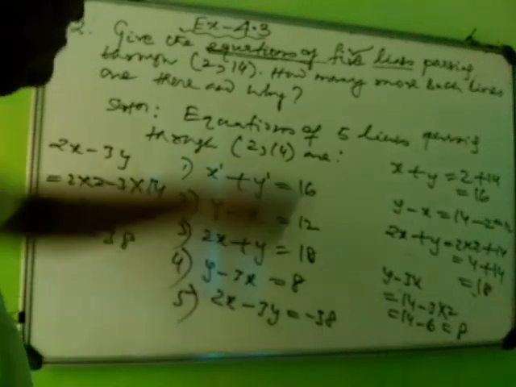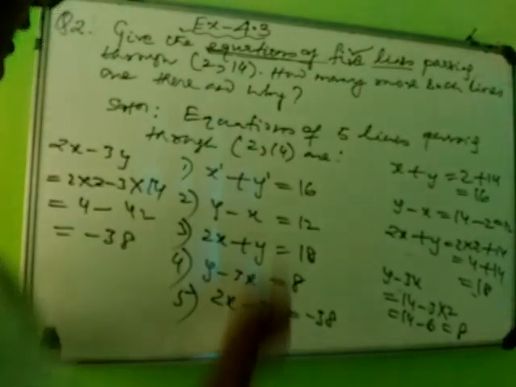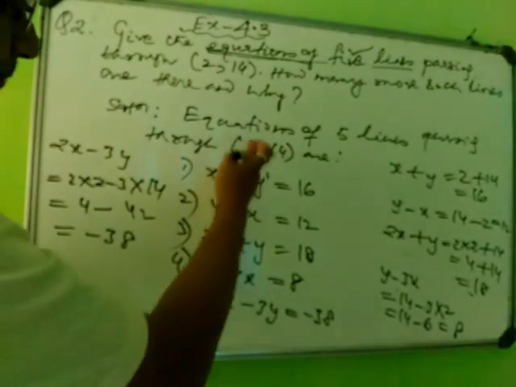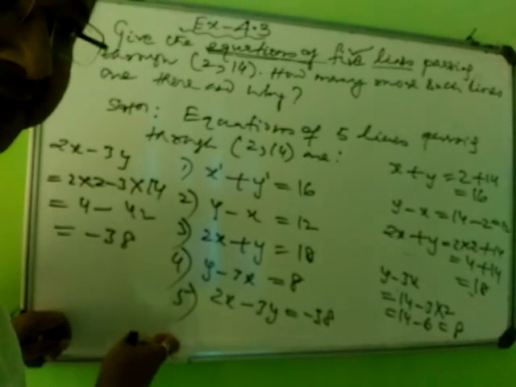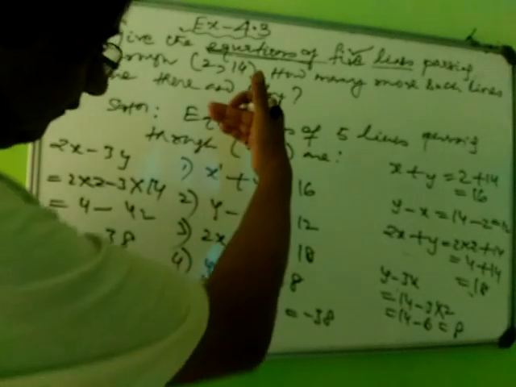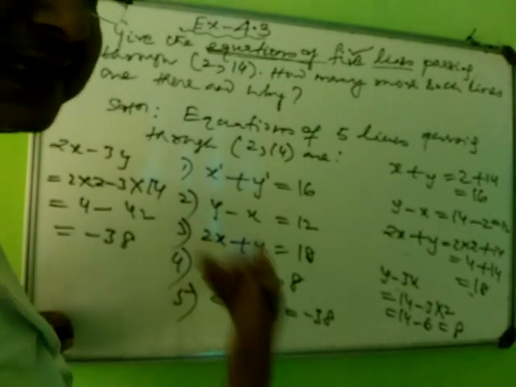In your book, they have told you to write 2 lines. I have given 5 lines. Now the next part, how many more such lines are there? So now, as you have seen, you have taken 5, you can take 6, 7, 8, 9, it will go on infinite. You will get infinite equations. Corresponding to those equations, you will get infinite lines.